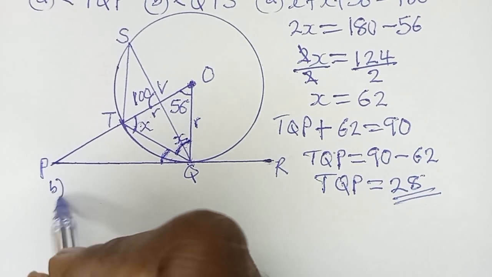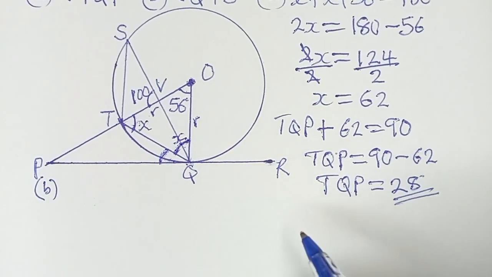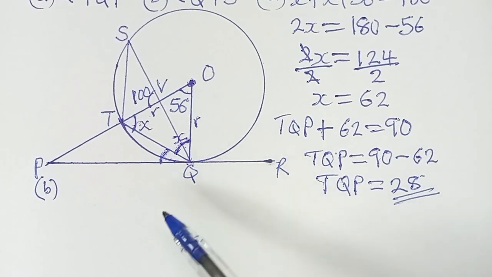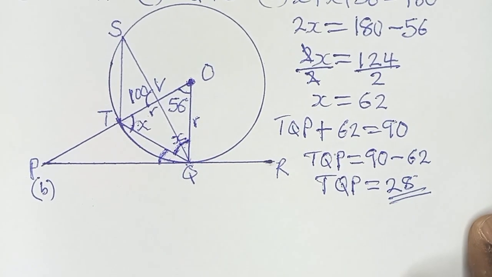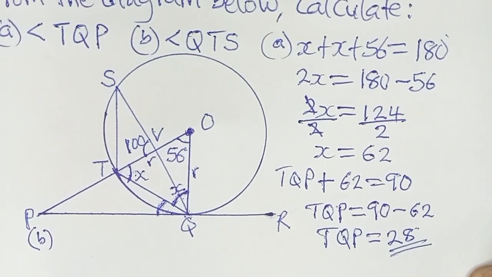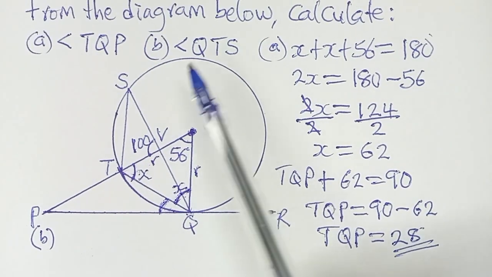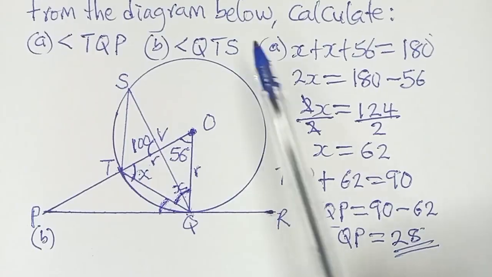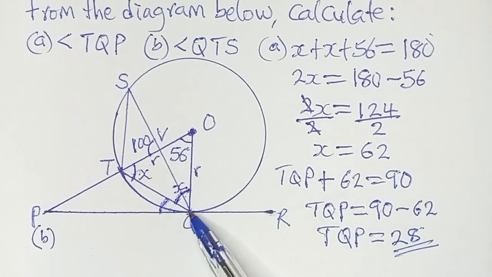Okay, so now let's move to the second part of the question. I'll write it as question B here. Let me solve on this side. So this second part of the question is asking us, don't forget, to find angle QTS. Angle QTS.